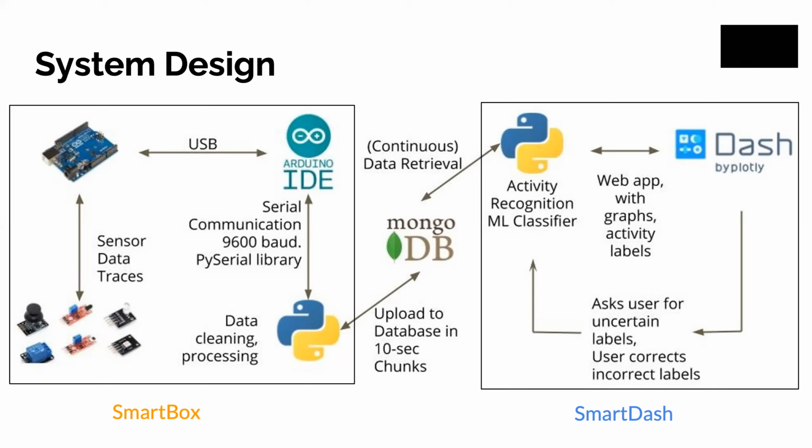SmartDash, the front end, is a full stack framework. It allows users to select specific data, and it will generate 18 parameter graphs based on the users' input. After we generate the graphs, SmartDash also asks users for certain labels. For the future goal of this project, we also want to include an activity recognition machine learning classifier to achieve some interesting classification tasks.